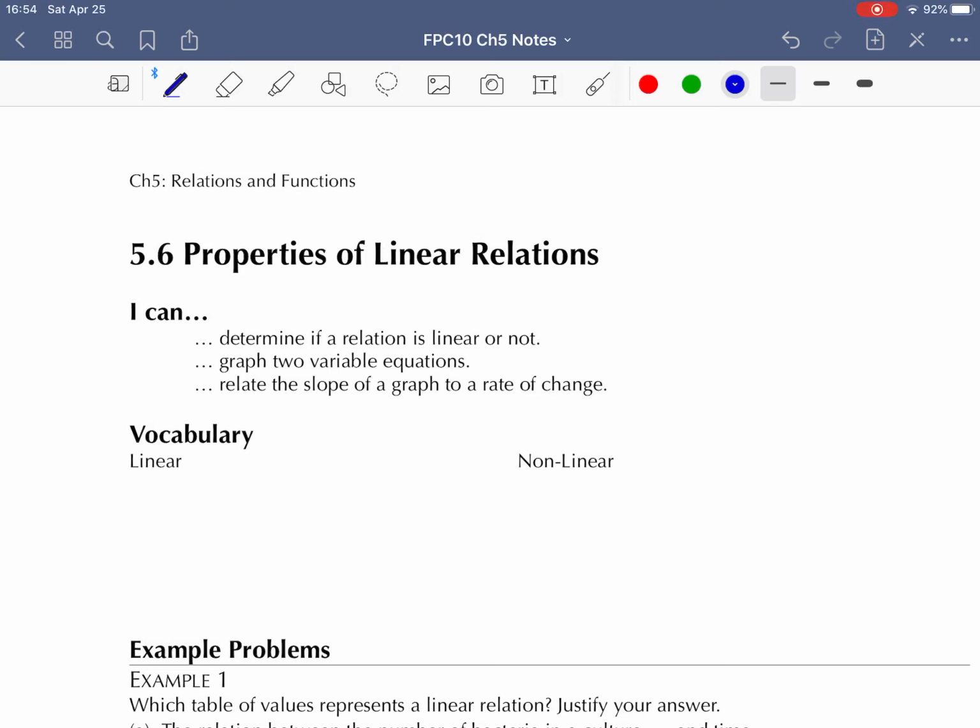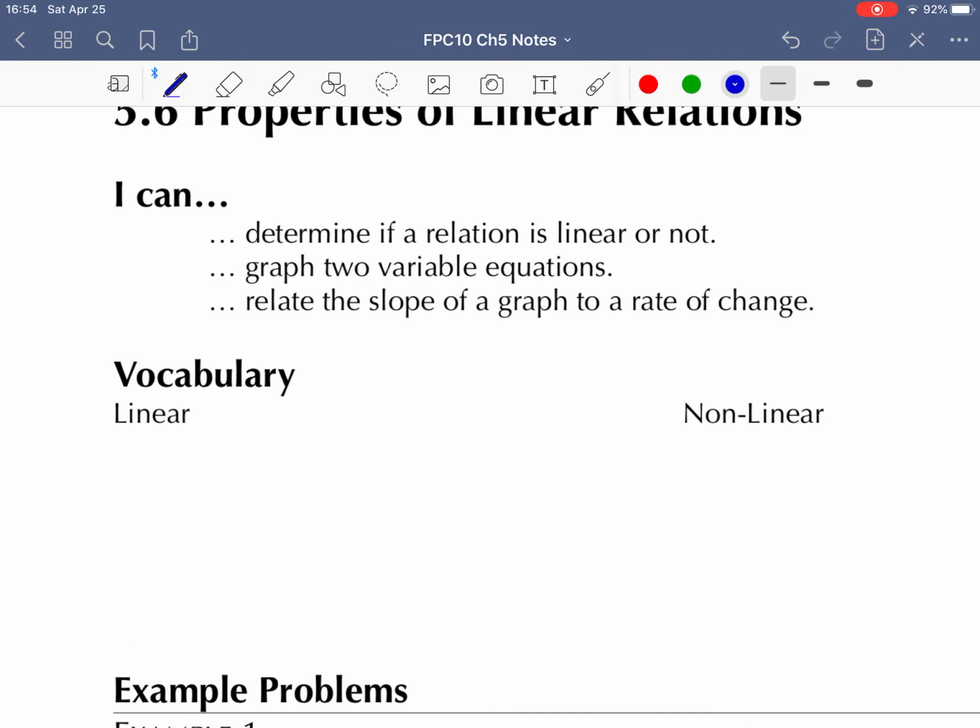In this video, we're going to look at the vocabulary for section 5.6, properties of linear relations. After you're done 5.6, you should be able to determine if a relation is linear or not from either the table of values or even easier from the graph. You should be able to graph two variable equations and relate the slope of a graph to a rate of change. So the two vocabulary words that you need to know are linear and nonlinear.